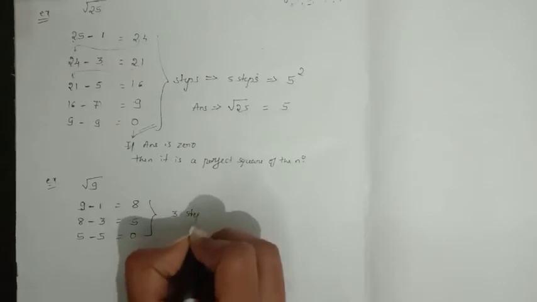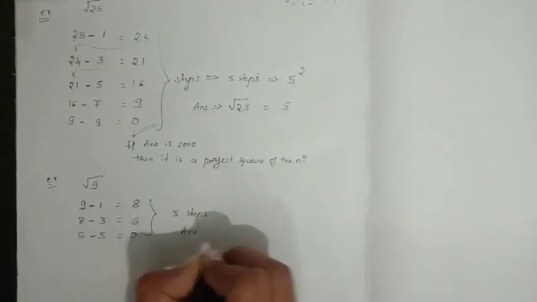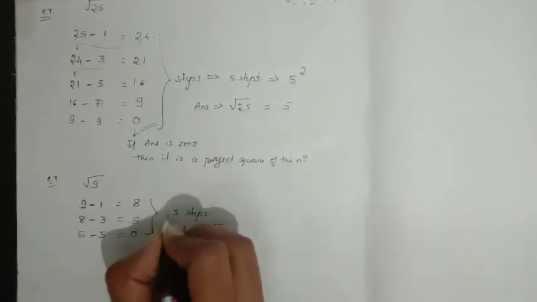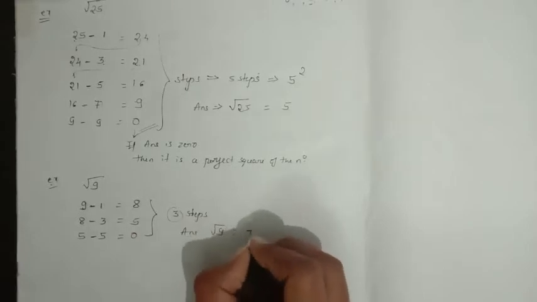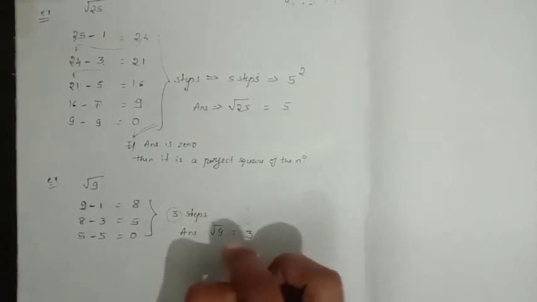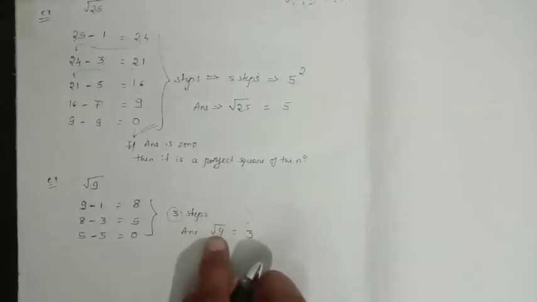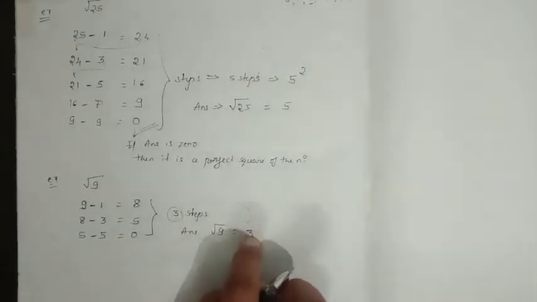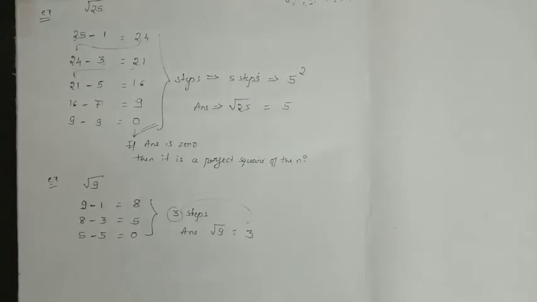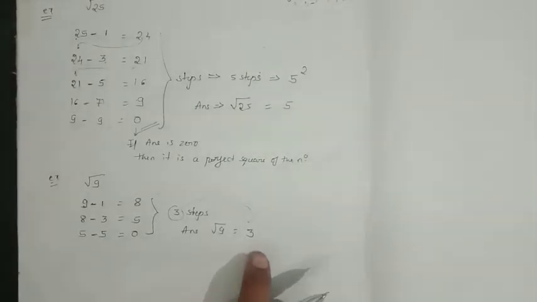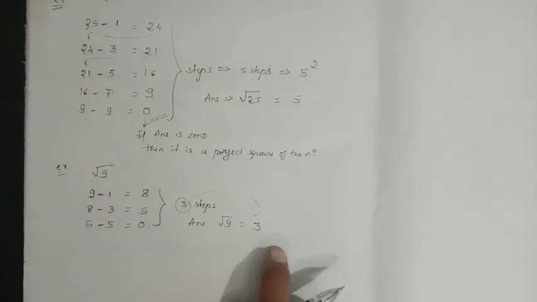So how many steps? 3 steps. So that means the square root of 9 is 3. So the answer is 3. This is how by the repeated subtraction method we are finding it. Okay. This is another concept of this topic.